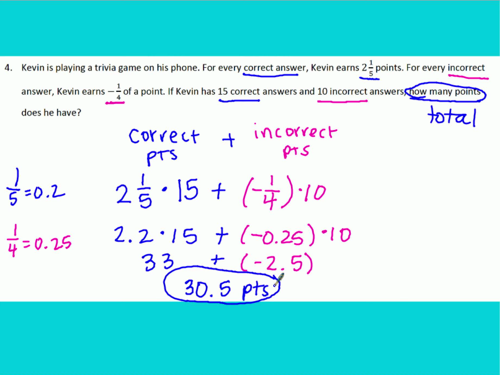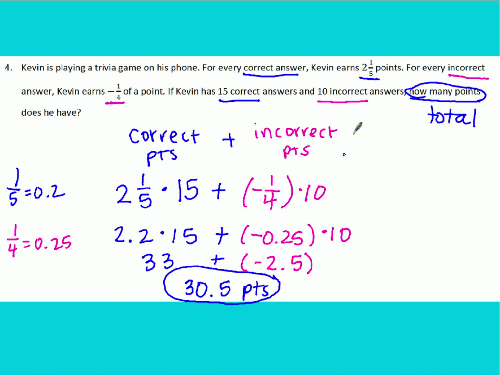Now, this makes sense because since he had more answers that were correct than incorrect answers, he should definitely have a positive number of points. If he had gotten every single answer wrong, then his points would be in the negative. But since this number here was higher for correct points, it needs to be a positive answer here.